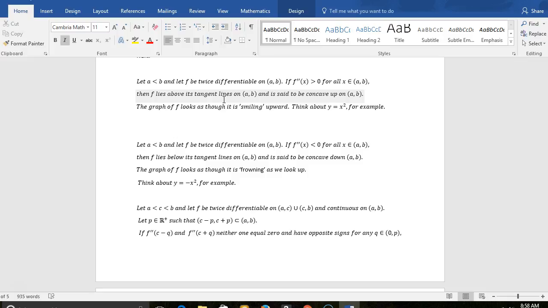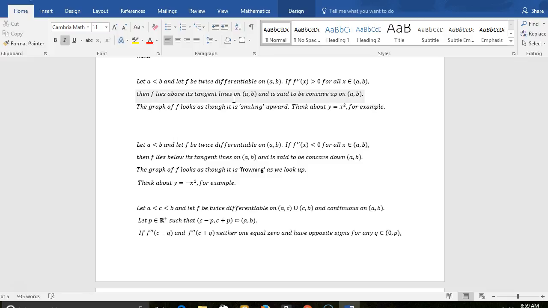An analogous thing is true for concave down, on the other hand. For concave down, the upside down parabola is the paradigm example. There are other examples, too. Now, in a way, the model parabola and the model upside down parabola are kind of boring.